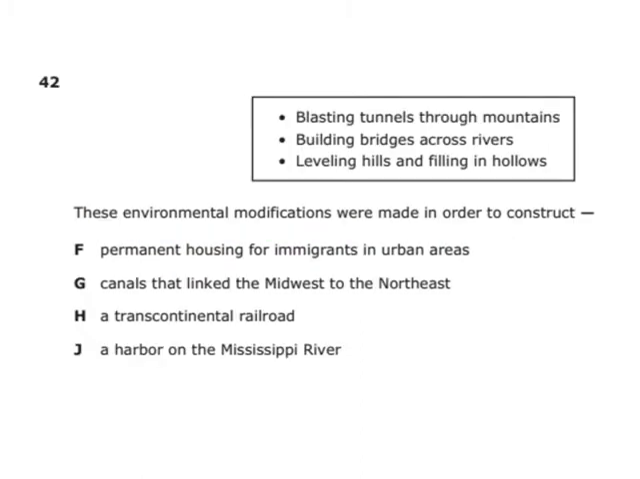Blasting tunnels through mountains, building bridges across rivers, leveling hills, and filling in hollows. Sounds like another question we had. These environmental modifications were made in order to construct a transcontinental railroad that connected the east to the west. Transcontinental means it spans from one side of the continent to the other.